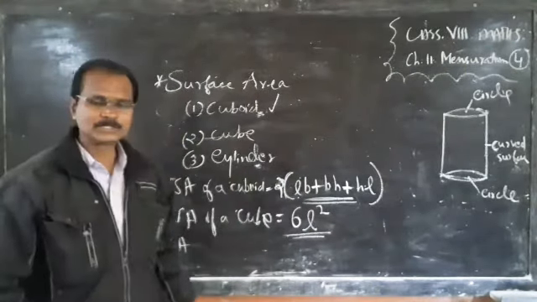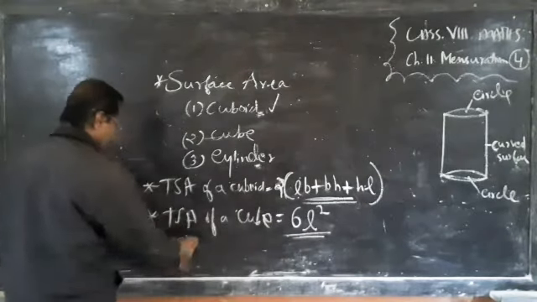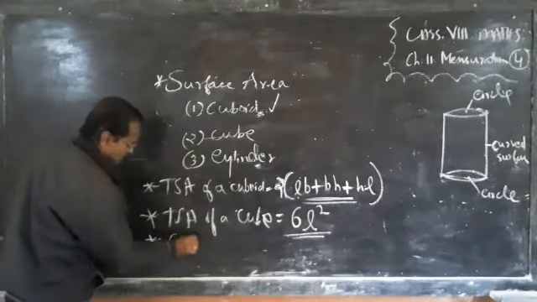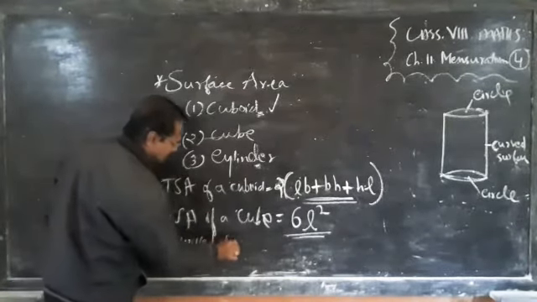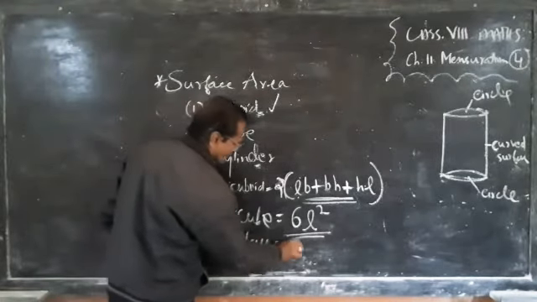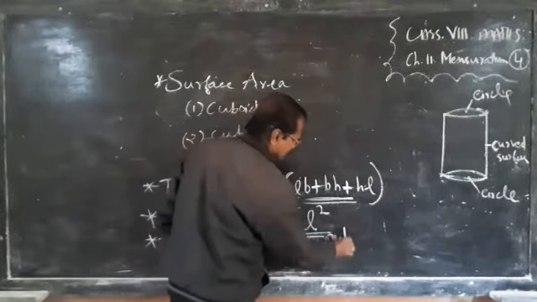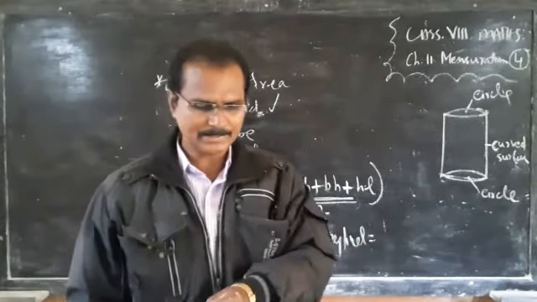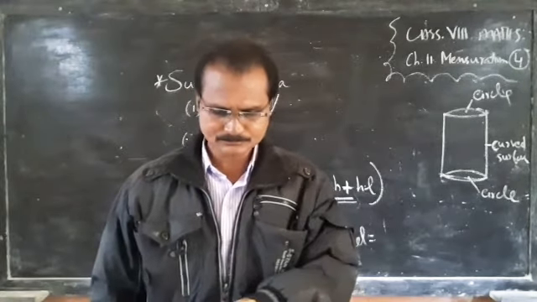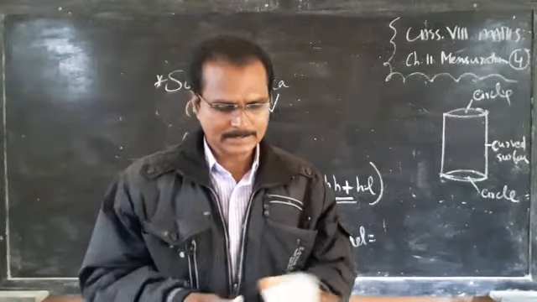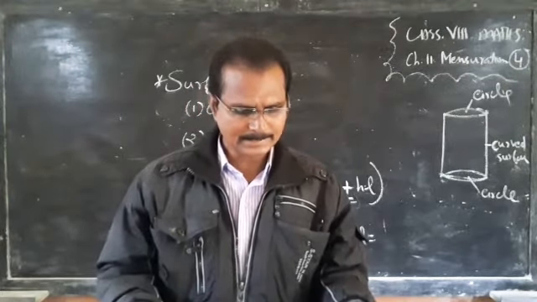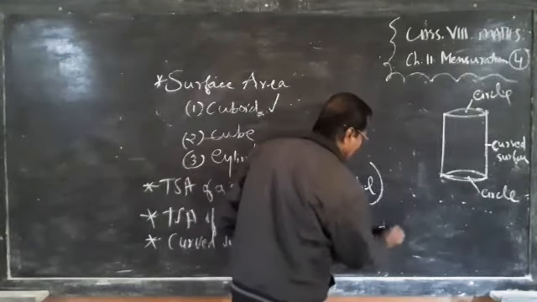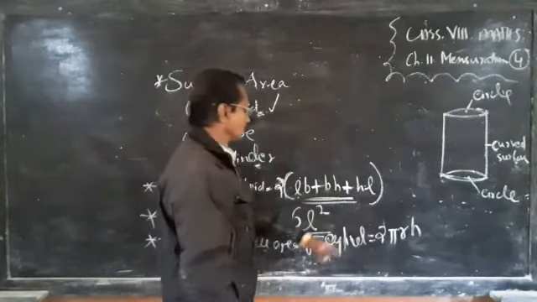Now the cylinder has two formulas. One is the curved surface area of a cylinder. That is 2 pi RH. You can see it on page number 184. 2 pi RH. 2 into pi into R into H.